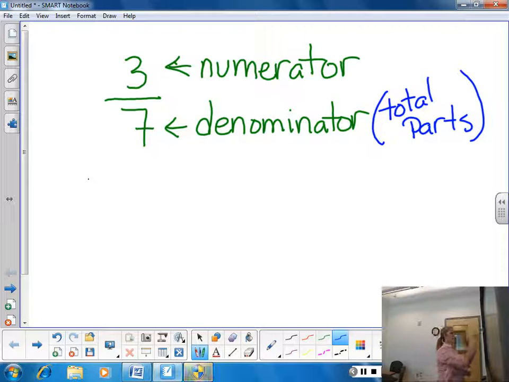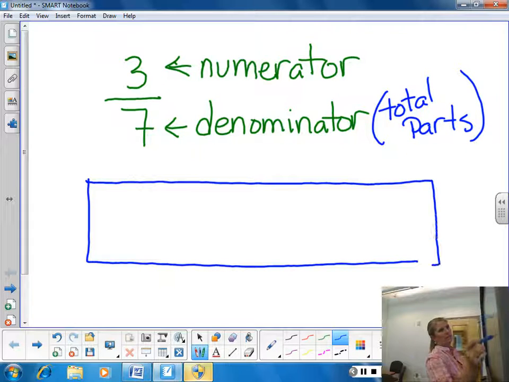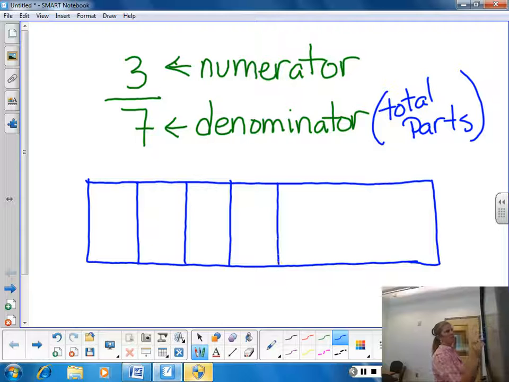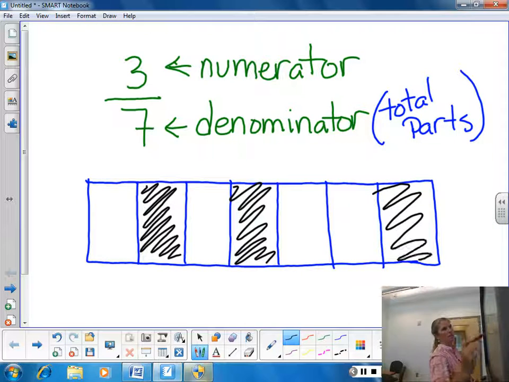So let's say I had a thing here, and I'm going to ask you to imagine that all these boxes are the same size. I have 1, 2, 3, 4, 5, 6, 7 boxes. That's my denominator. Total boxes, 7. My numerator would be the part that I'm looking at in particular. Maybe I shade this box, and this box, and this box. Then I would ask, what's the fraction that describes my picture? Well, I've got 3 shaded parts out of 7 total parts. So the fraction would be 3/7. That describes that picture.